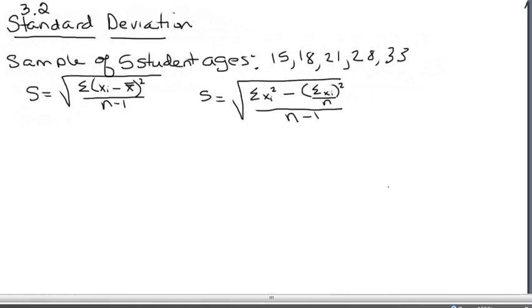This is where measures of variation can become very important. And measures of variation basically measure the spread of the data. And the one we're going to look at right now is called the standard deviation. And the standard deviation basically indicates how far on average the observations are from the mean.